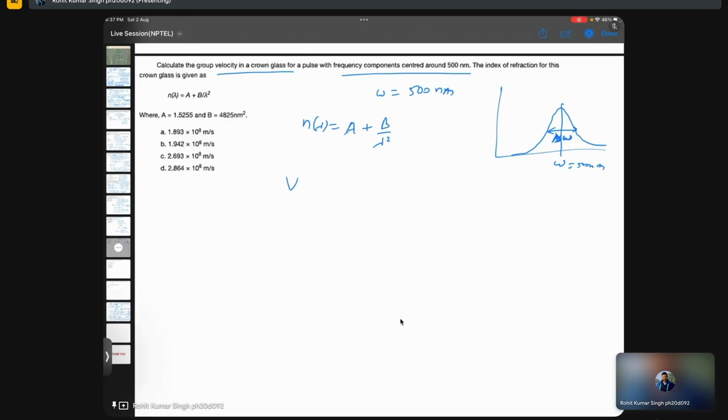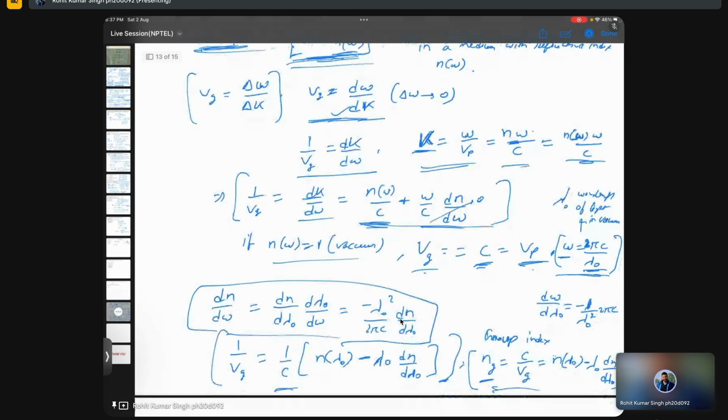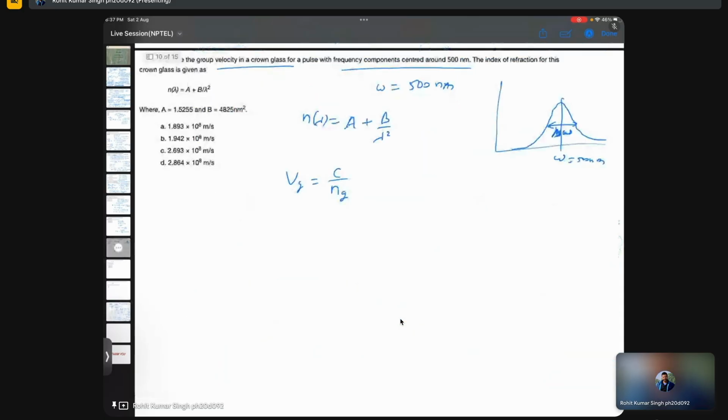So for group velocity we wrote this equation, right? c by ng, where ng is what we called the group index, right? And what was the group index? The formula we derived was n minus lambda dn by d lambda, right? And this lambda is the wavelength of light in vacuum. Okay, that is what we can calculate from here.